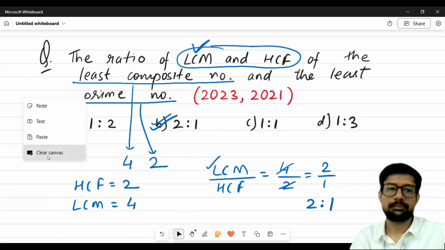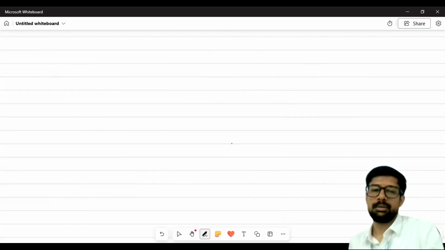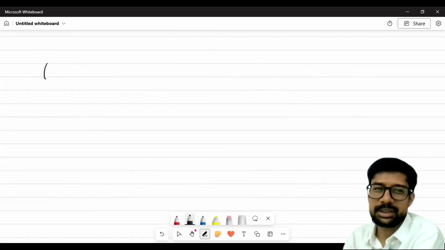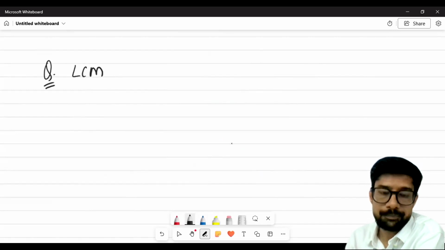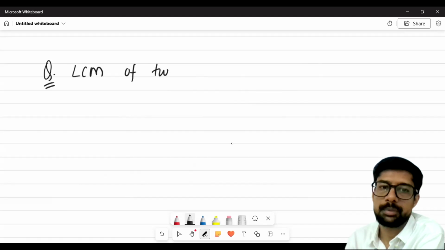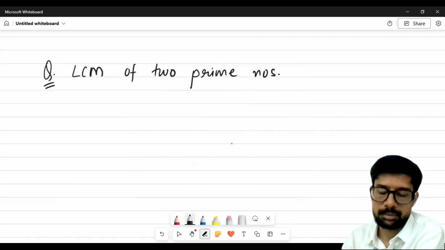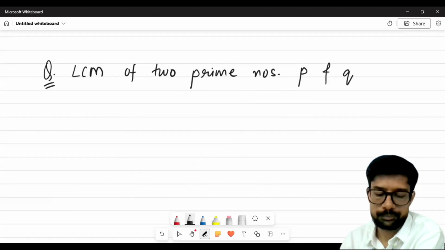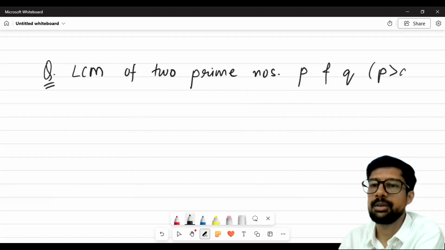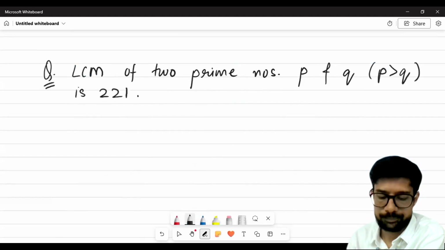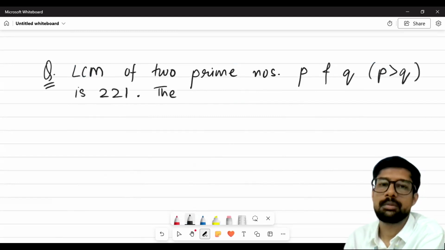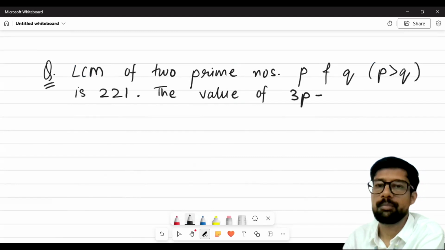नेक्स्ट वन, ये सब एप्लीकेशन बेस्ड क्वेश्चंस चल रहे हैं. कुछ एनसीईआरटी से आ जाते हैं, कुछ एग्जाम्पलर से आ जाते हैं, कुछ रैंडम लैंग्वेज जो बोर्ड एग्जाम खुद से क्रिएट करता है. LCM of two prime numbers P and Q, where P is greater than Q, is 221. The value of 3P minus Q.